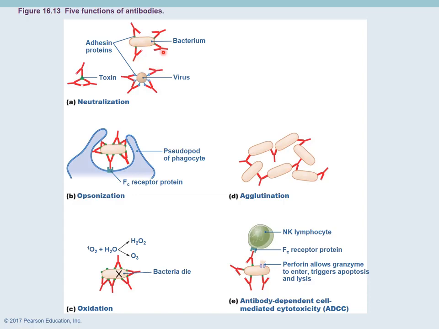Here the red is the antibody and the little green are the antigen, so you can see how the antibody is binding to the antigen. When you get a large complex like this, it's like putting up red neon flashing lights to say to the macrophages, here it is, come engulf it, eat it up, which is what is happening here with opsonization. Agglutination, once again, is binding and clumping it together.